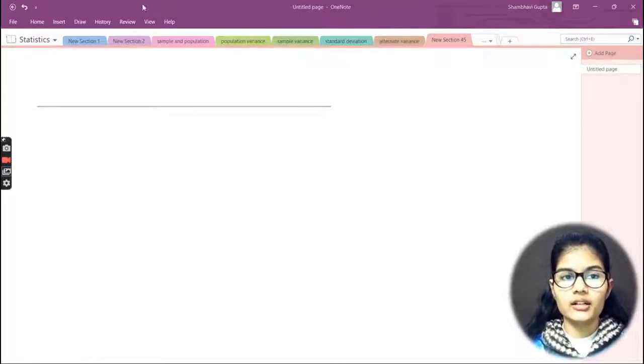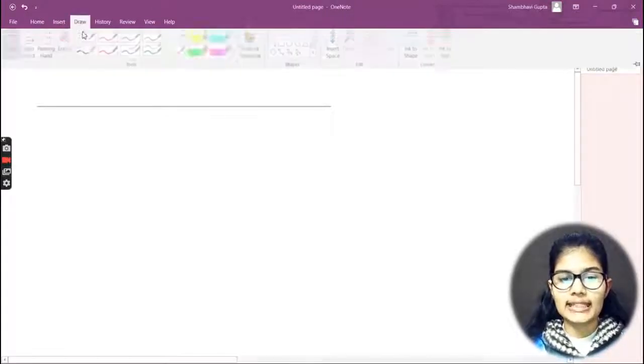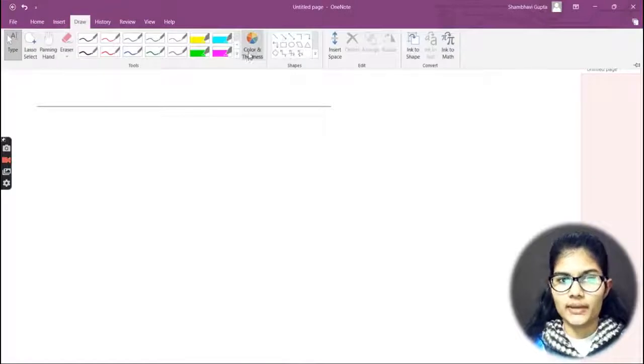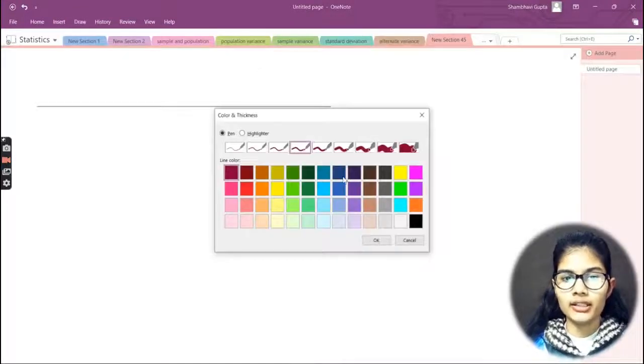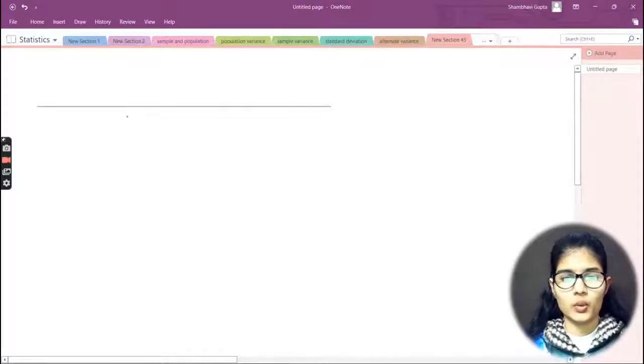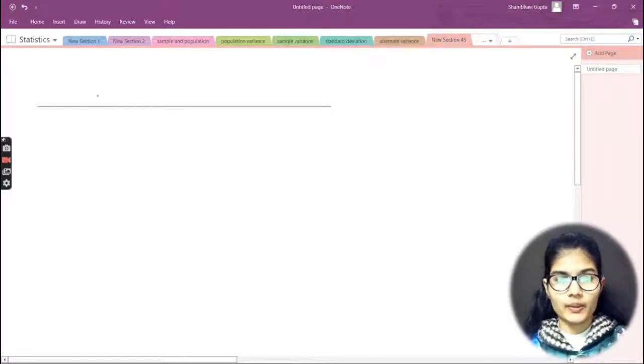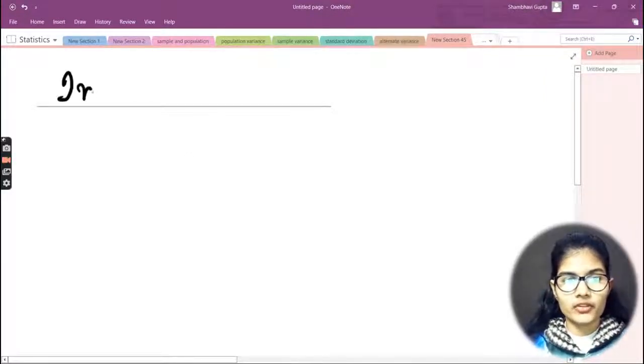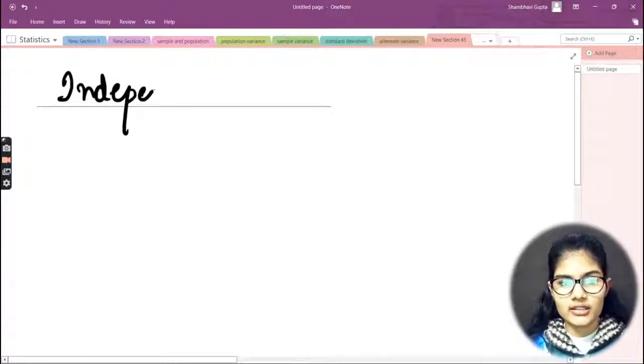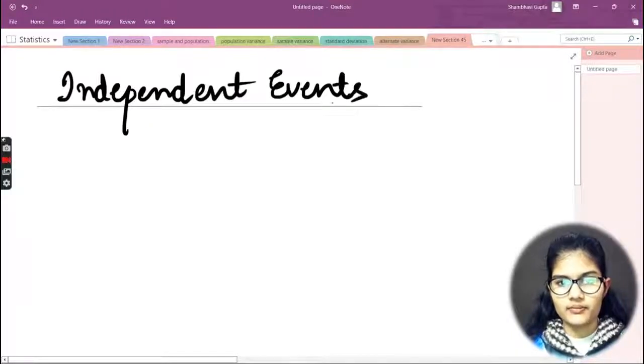Our today's topic of discussion is independent events. We'll be learning about what independent events are and the different things about independent events. Let me quickly put up the topic for today, and that's independent events.